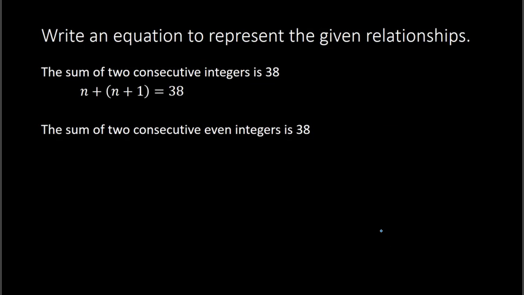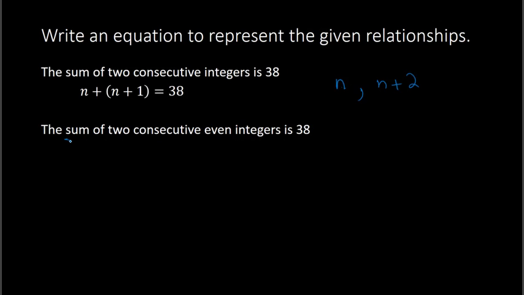We have 2 more examples. The next one says the sum of 2 consecutive even integers is 38. So if the first integer we have the letter n to represent, then the second integer must be the next even one. So we take that and add 2 to it, right? Because if n were, let's say, 20, then the next number that's even would be 22, which we find by adding 2 to that first number. So our 2 consecutive even integers can be represented by n and n plus 2.